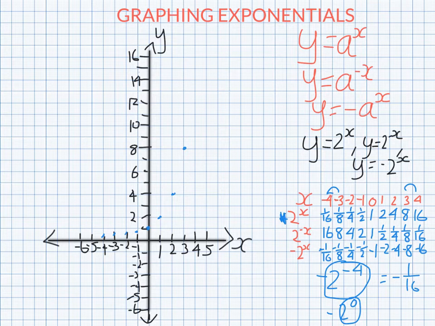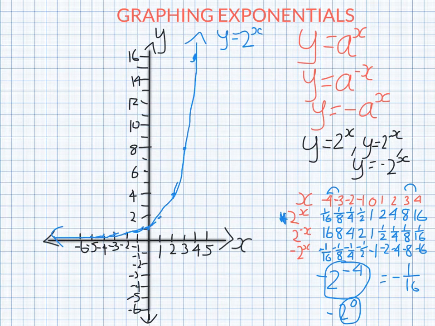So you can see that this one gets big really quickly. What's happening is, as x gets more and more negative, the function gets closer and closer to the x-axis. The y value gets closer and closer to 0, but doesn't actually hit 0. Okay, and this is what it looks like. That's the general curve, y equals 2 to the power of x.